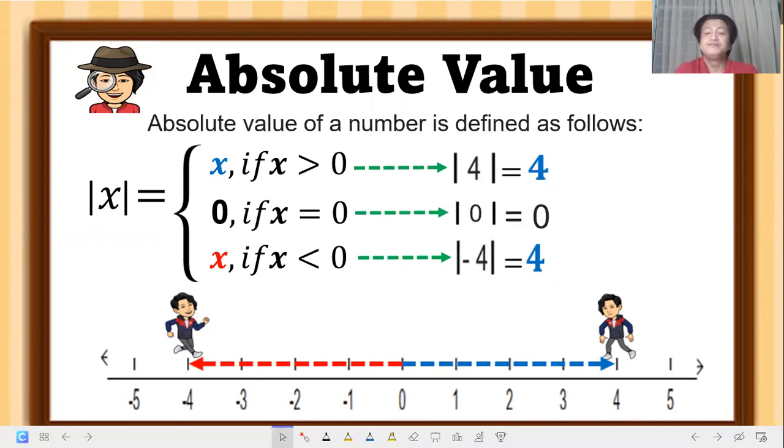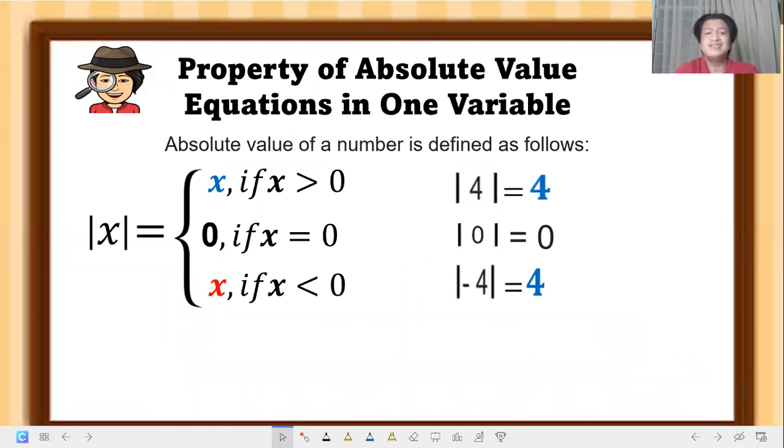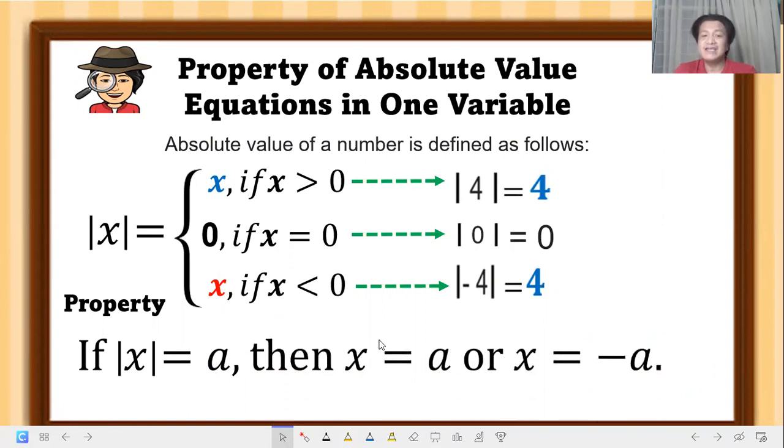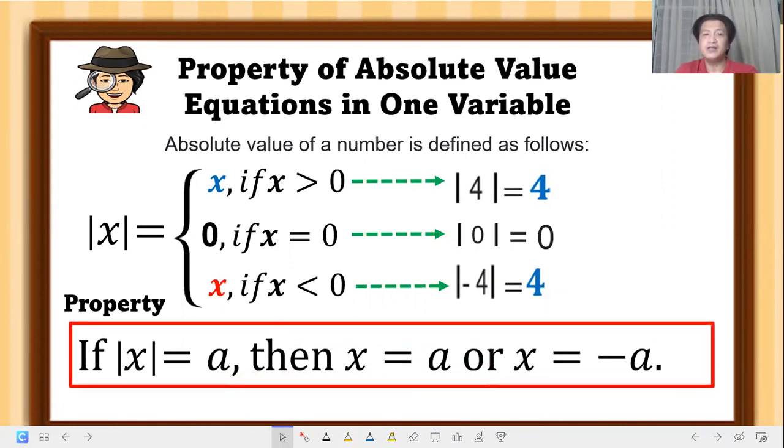So with these given conditions, we can generalize the property to solve absolute value equations in one variable. The property states that if the absolute value of x is a, ibig sabihin nito, kung sinimplify natin yung absolute value of x, a na lang siya, we can write that there are two equations. Yung isa, x is equal to a, or yung isa naman, x is equal to negative a. Ibig sabihin yan, there are two solutions. So yan ngayon ang gagamitin natin to solve the absolute value equations in one variable.